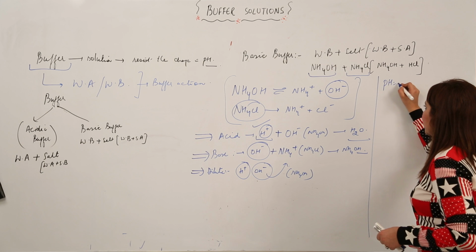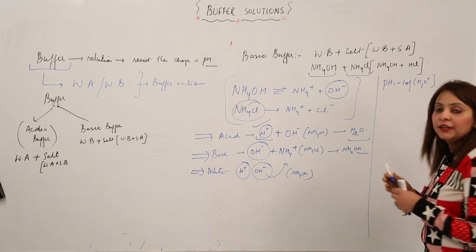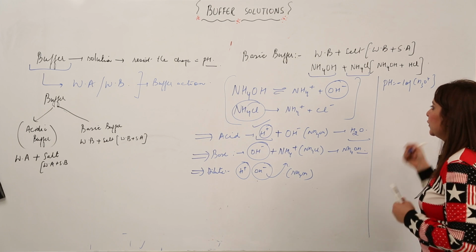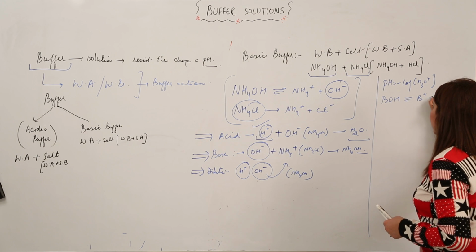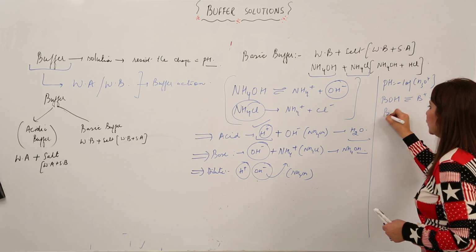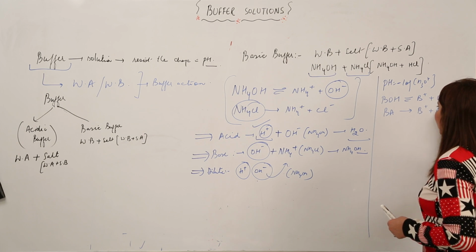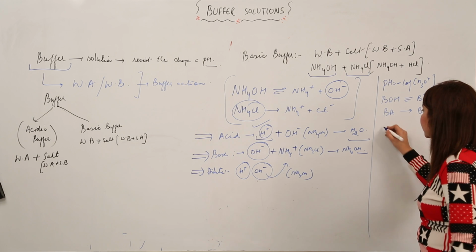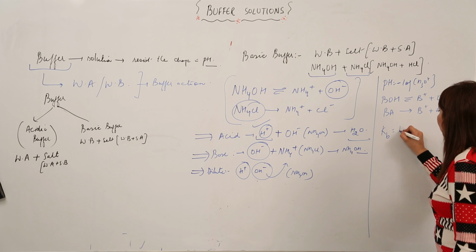We know pH is equal to minus log hydronium ion concentration. You know that. Now I am just writing a general expression for it. Suppose this is a weak base, so it gets dissociated to form this. We have a salt which gets dissociated to form this. So I can write the expression for the ionization constant for the base. You know how to write it, we did it in equilibrium.